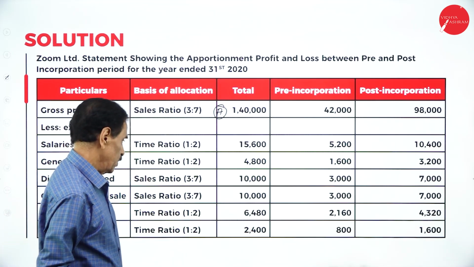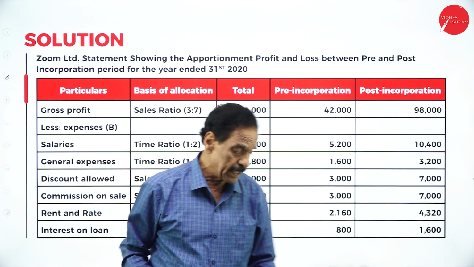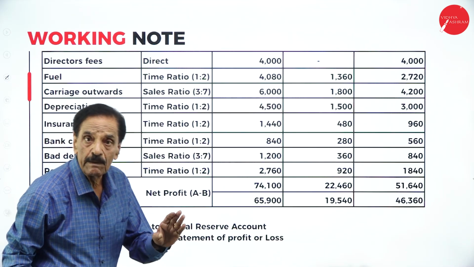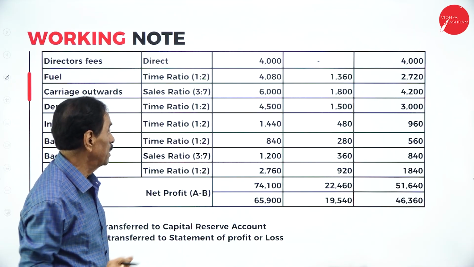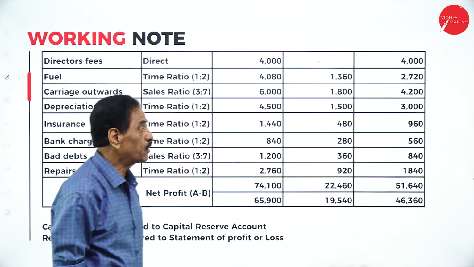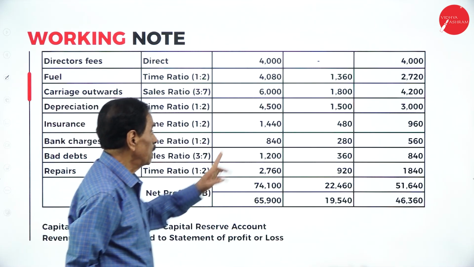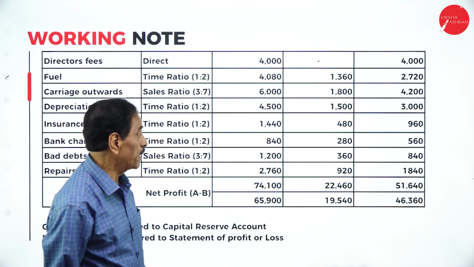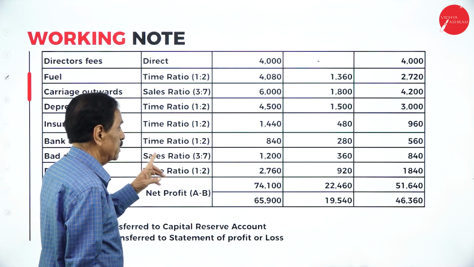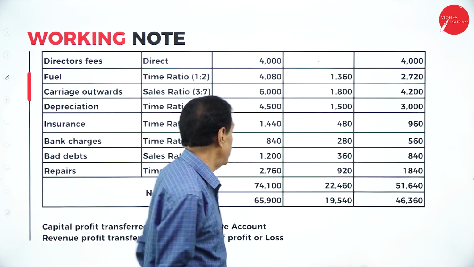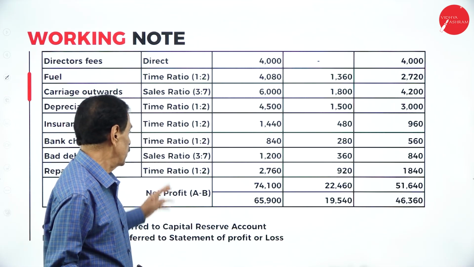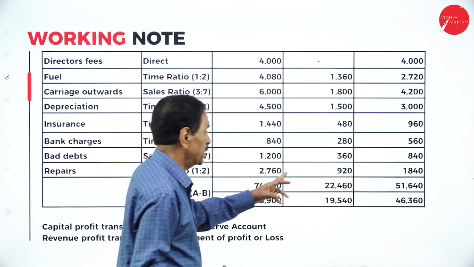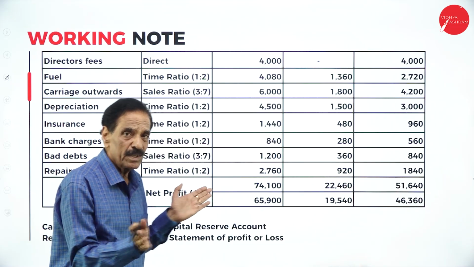Interest on loan, time ratio: 2,400, 800, 1,600. Director's fees, fuel, time ratio: 4,000, 1,660. Divide according to time ratio. Carriage outward based on the sales ratio 3:7: 6,000, 1,800, 4,200. Depreciation on time ratio: 4,500, 1,500, 3,000. Insurance on time ratio, totally 1,440, 480, 960. Bank charges on time ratio: 840, 280, 560. Then bad debt based on sales ratio 3:7: 1,200, 360, 840. Then repair on time ratio: 2,760, 920, 1,840. Just a distribution according to ratio.